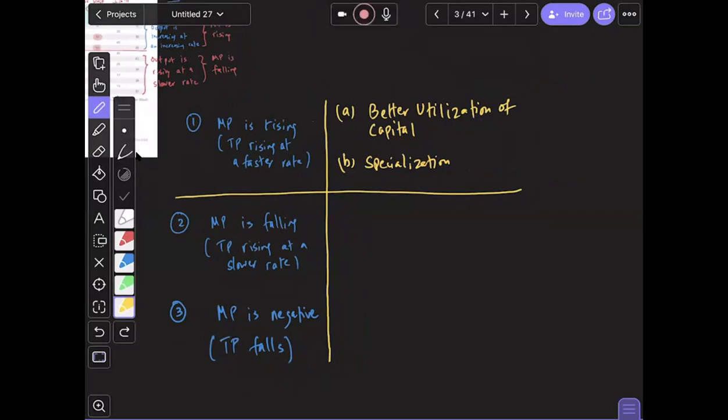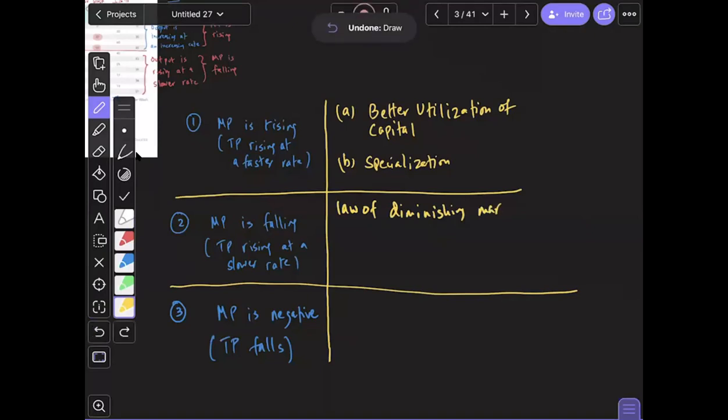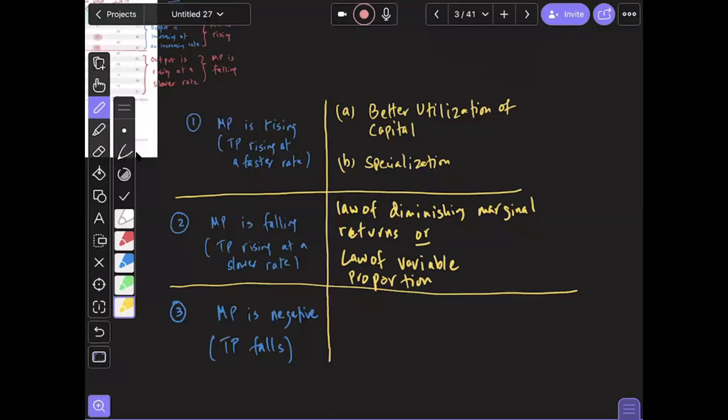But then comes the third worker, and where we saw MP2 fall. And this happens because of something which we call the law of diminishing marginal returns, or another name for this is the law of variable proportion. What do we mean by law of diminishing marginal return or law of variable proportion?